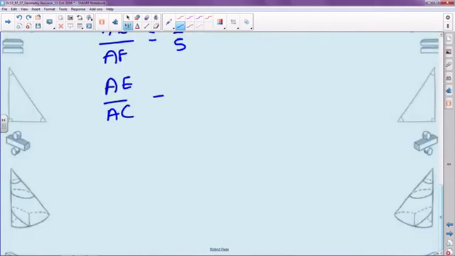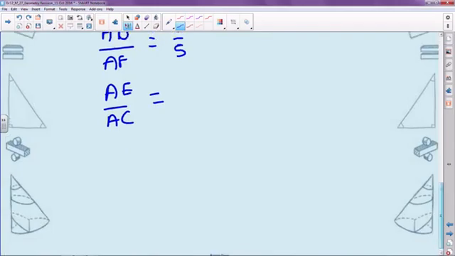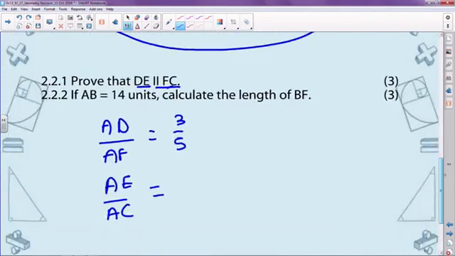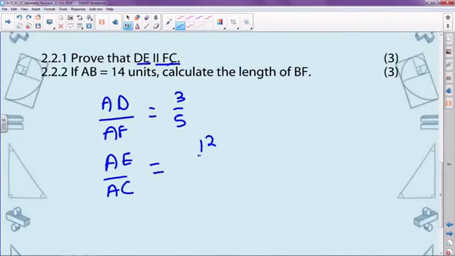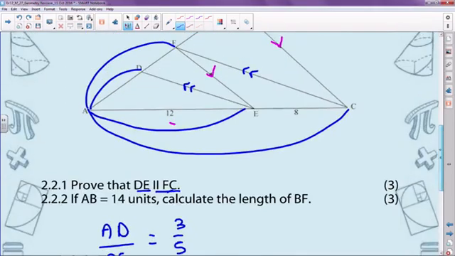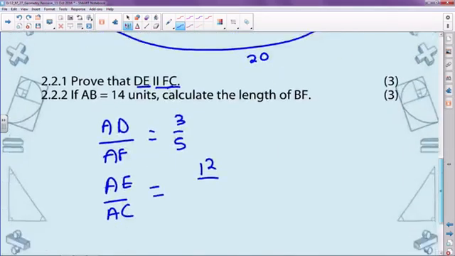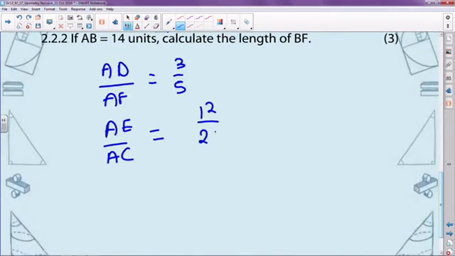Well, we see that line AE is 12 units, and AC, which is made up of the two segments AE and EC, is going to be the sum of AE and EC. So therefore AC will be 20 units, 12 plus 8. I can then simplify that a little bit further. 4 goes into 12 3 times, and 4 goes into 20 5 times.